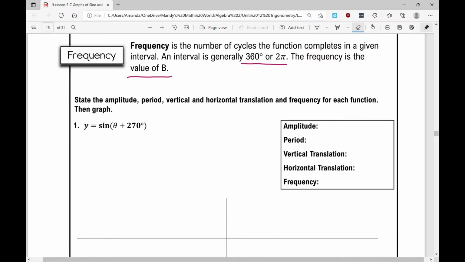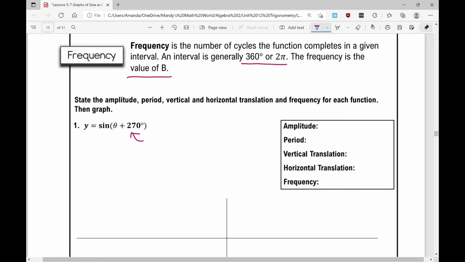So let's look at this first one. It says state the amplitude, period, vertical and horizontal translation, and frequency for each function. Then graph. So I have y equals sine of theta plus 270 degrees. In this case, I only have one thing that I'm looking at. It's inside of the parentheses, which is a horizontal translation.